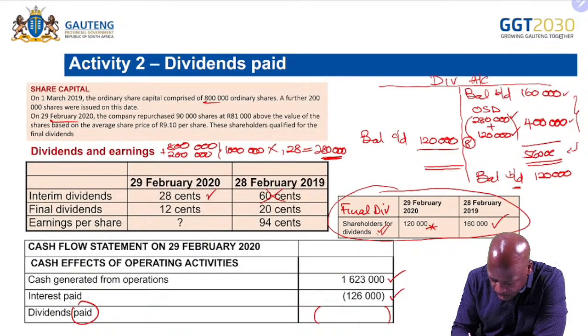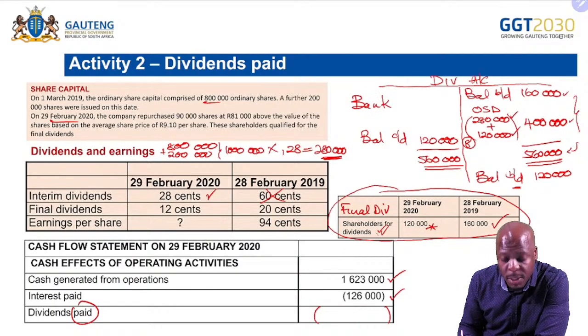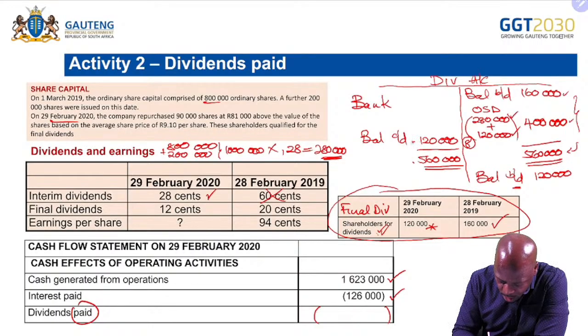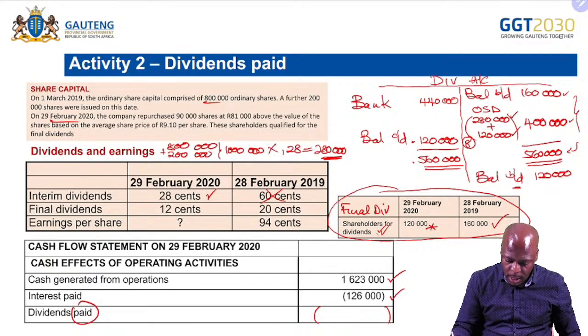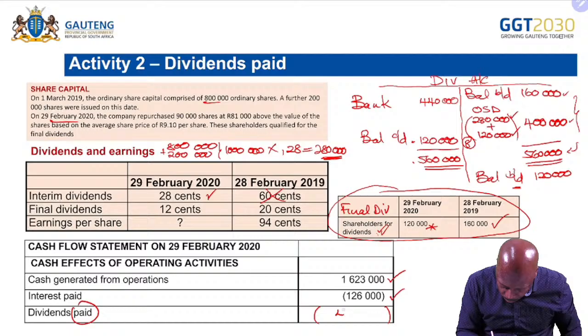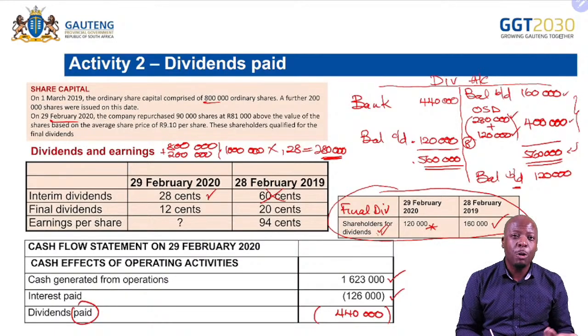Remember, I'm completing a ledger account. So I look for the side with the highest amount. Here it's 560. That means the missing amount here becomes my bank. That is the missing amount. How do I get that? I'm saying 560 minus 120, which then gives me 440,000. That is the dividends paid. But there is another quicker way which you could do.